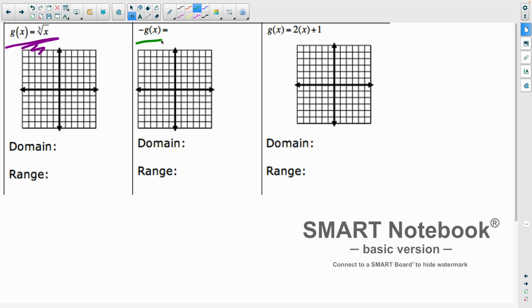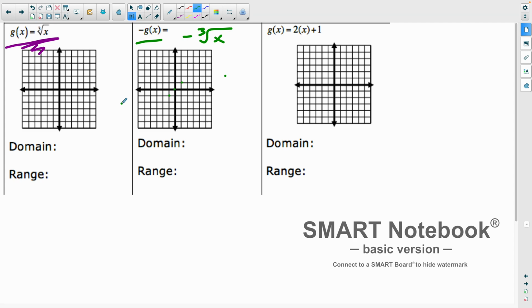What transformation is this that you see? It's a reflection. All right. What type? Over the x. It's a vertical reflection. And so this negative would go out front of the cube root. Now, if I were to do this real fast, 0, 0, 1, 1, 8, 2, -1, -1, and -8, -2. All it is, put the points there. That's my normal graph. That's my parent function.